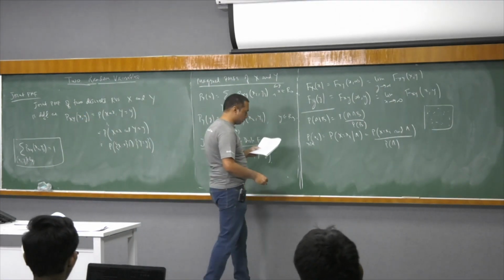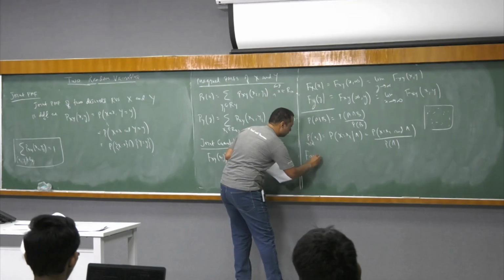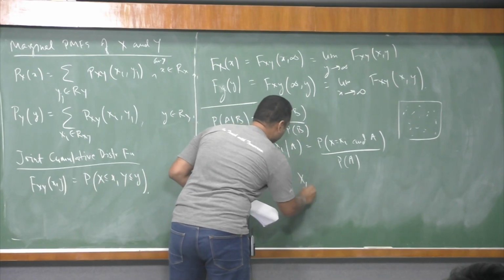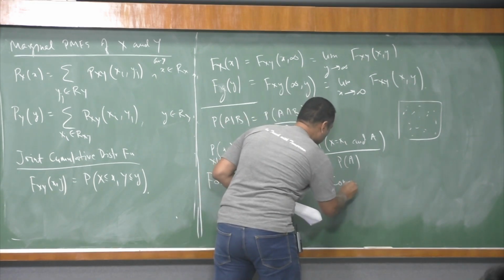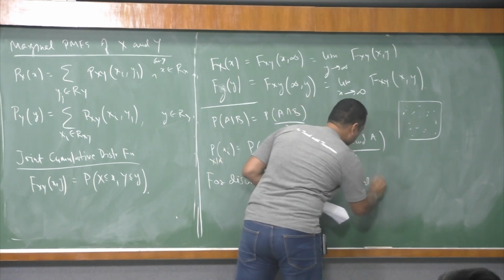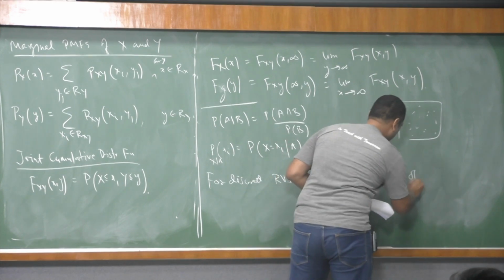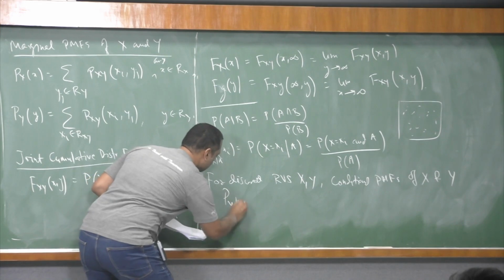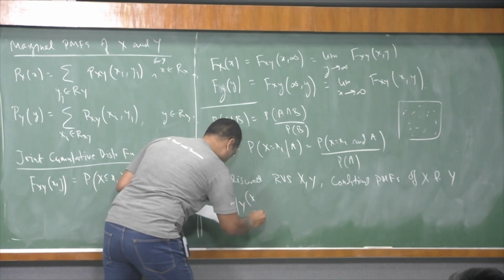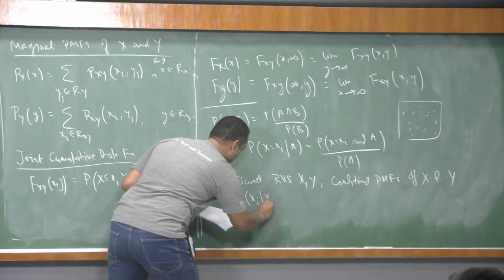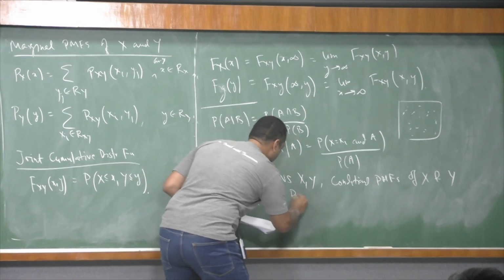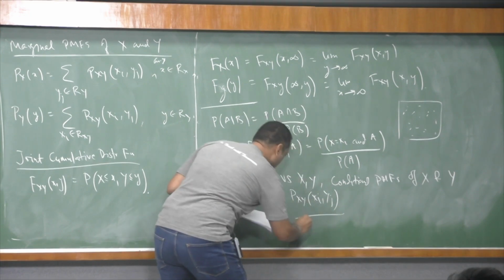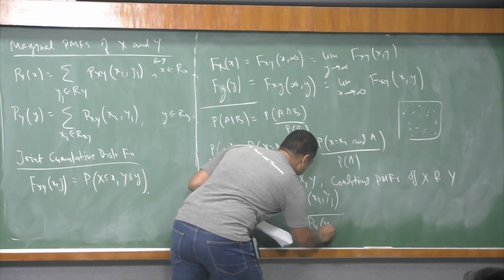So in general, for discrete random variables X, Y, the conditional PMF of X given Y is defined as p_X|Y(x_i | y_j), and this is p_XY(x_i, y_j) divided by p_Y(y_j).